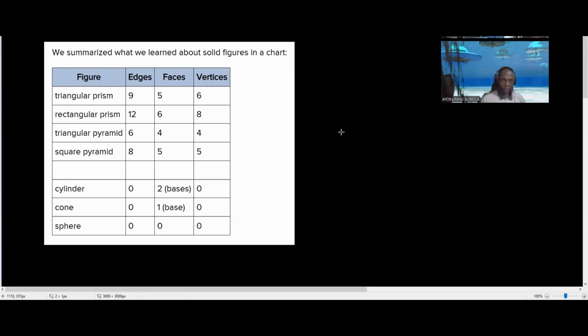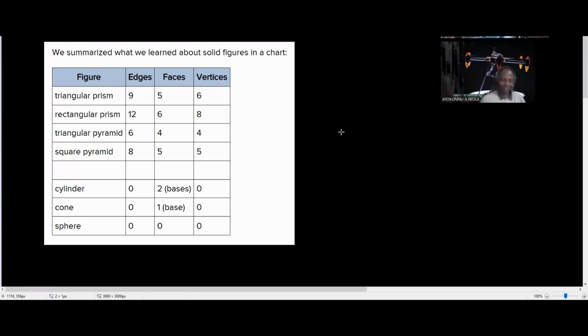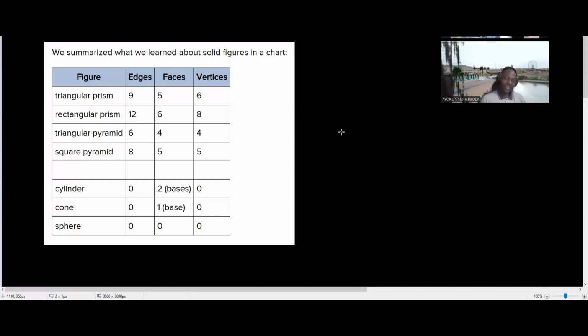Triangular prism is just 9 edges. Faces, 5, vertices, 6. Rectangular prism is just 12. Faces, 6, vertices, 8. Triangular pyramid is just 9. Faces, 5, vertices, 4. Circle is just 8. Faces, 5, vertices, 5. Then the range of 0. Faces, 7, vertices, 0. The whole is just 12. Faces, 1, vertices, 0. Period 0. It just faces 0. Vertices, 0. Miggy, what have you just done?